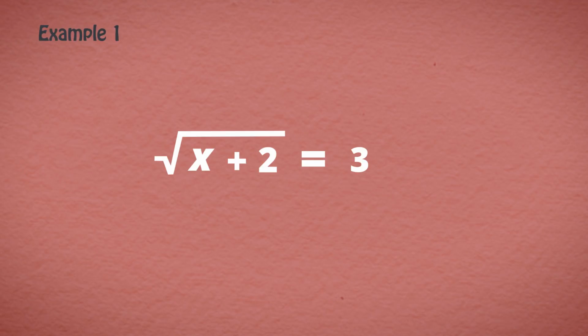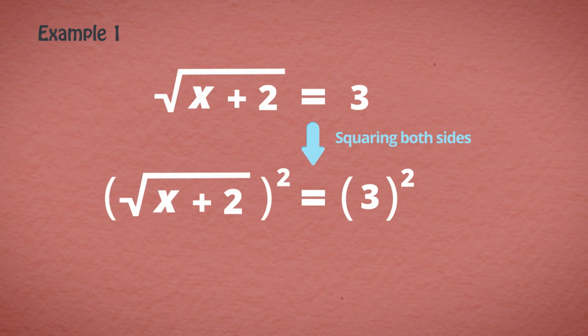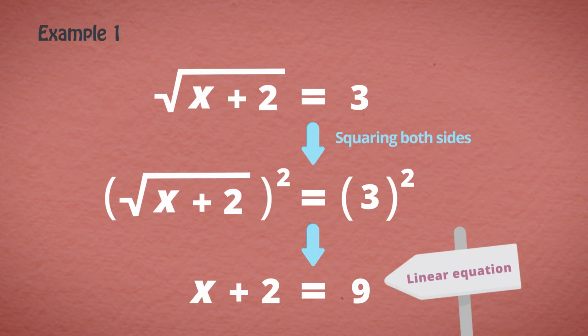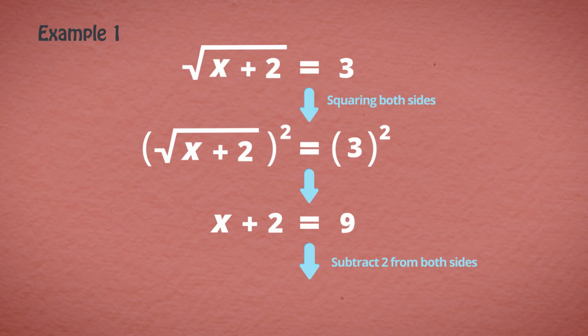Let's look at this equation again. We know that we need to square both sides of the equation to keep it balanced. And here we have a linear equation. To find x, we can subtract 2 from both sides of the equation, and we will get x equals 7.